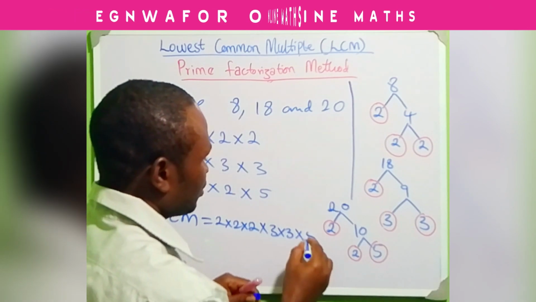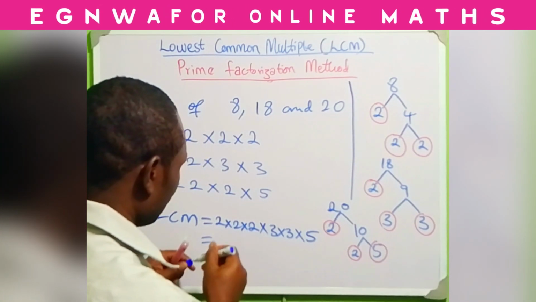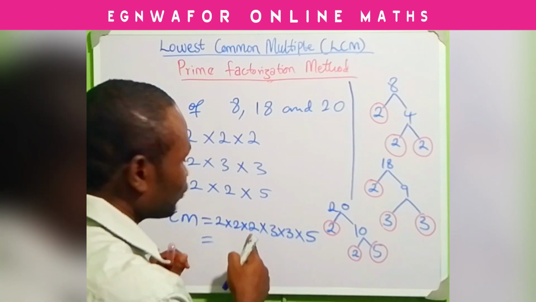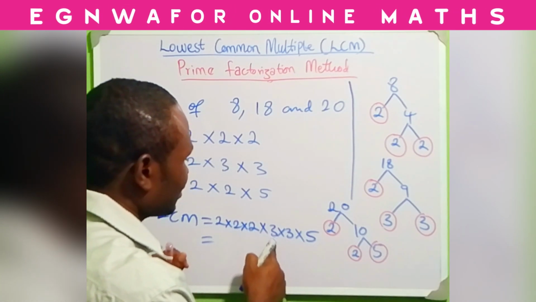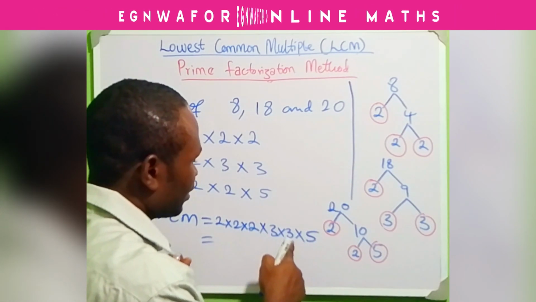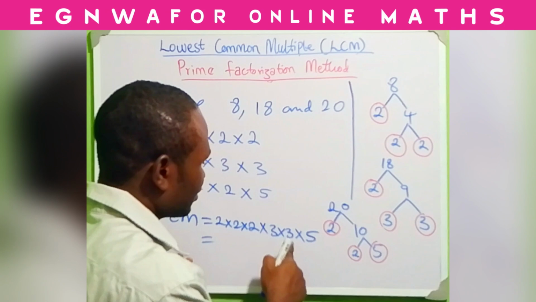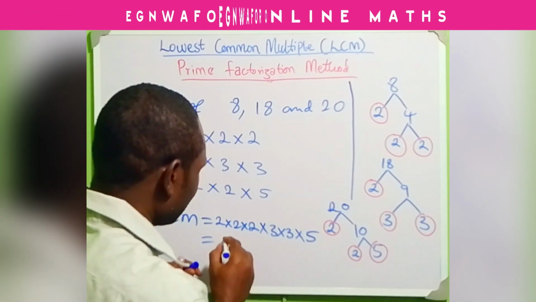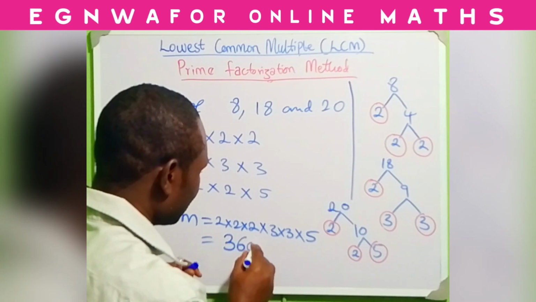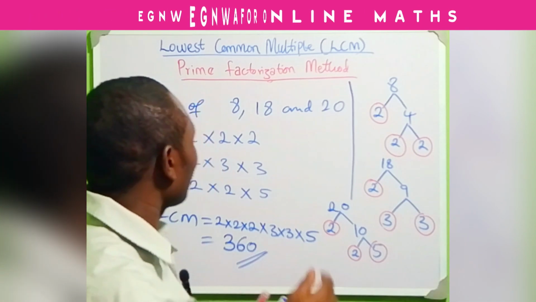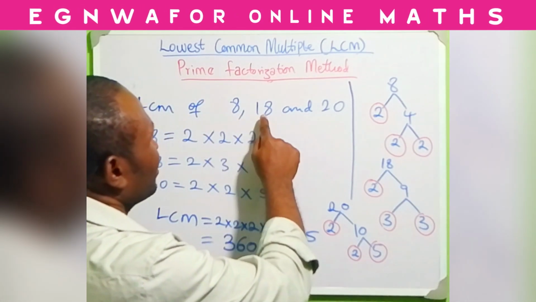So this one times 1 times 5 is equal to, now we could multiply 2 times 2 na 4, 4 times 2 na 8, 8 times 3 na 24, and 24 times 3 na 72, 72 times 5 na 360. So here we get 360, which is to say that 360 now be the LCM of 8, 18, and 20.